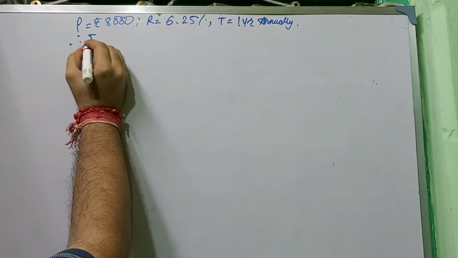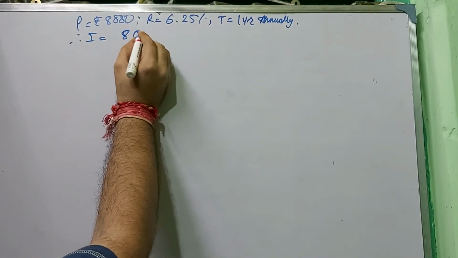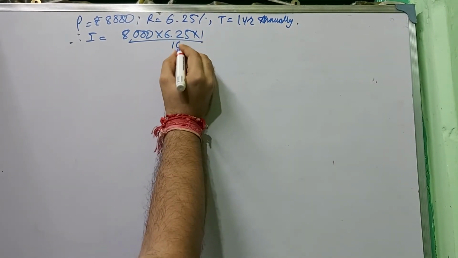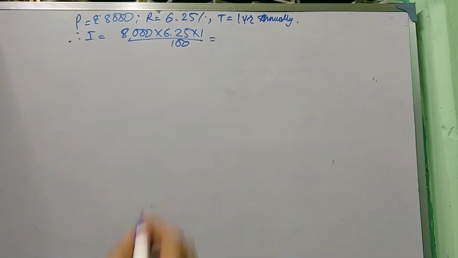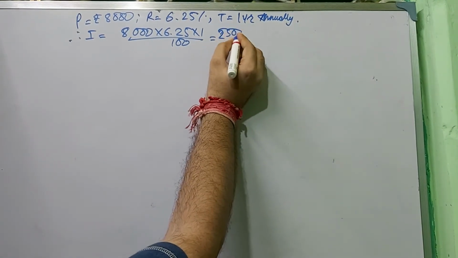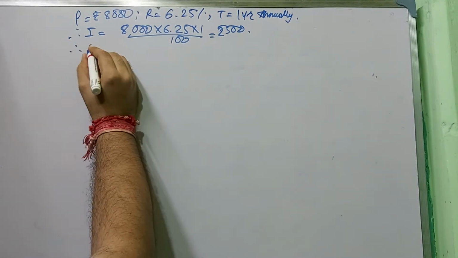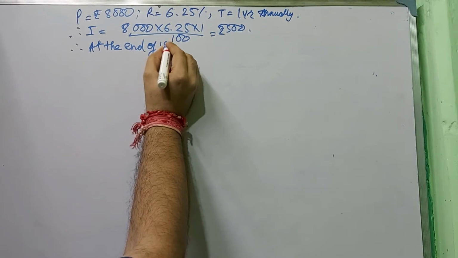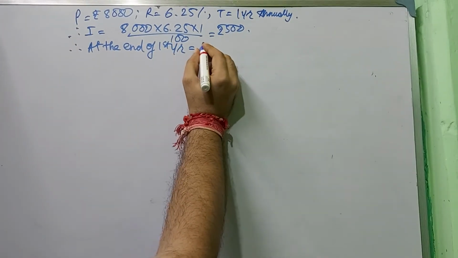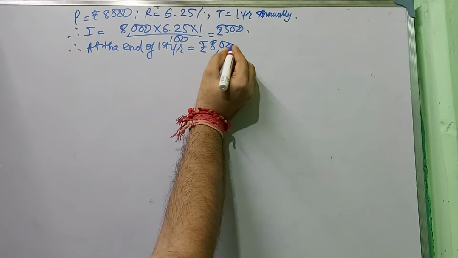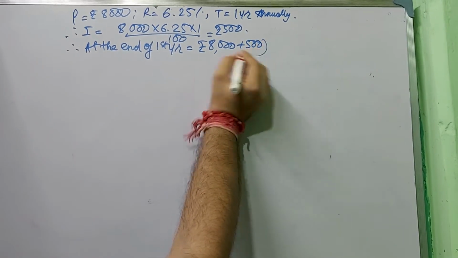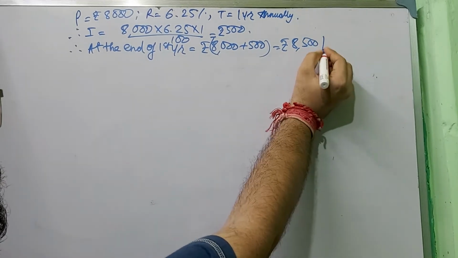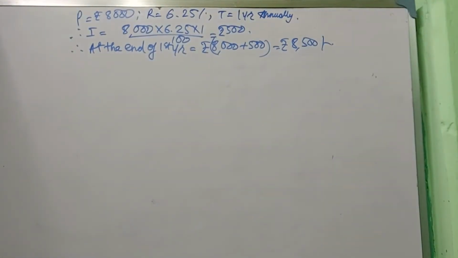Now I will use the same formula: 8,000 into 6.25 into 1 by 100. You will get the interest, which is 500. So at the end of the first year, the amount will be 8,000 plus 500, which will be 8,500. Okay, this is the first answer.